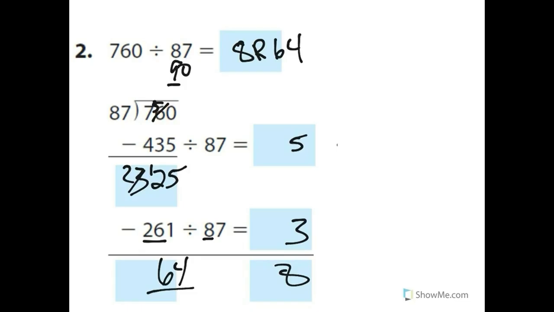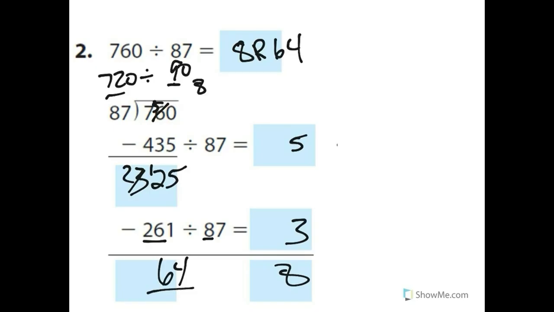8 times 9 is 72. 9 times 9 is 81. That'd be too much, so I'm going to do 8. 8 times 9, see? Make that 720. 720 divided by 90 is 8, right? Because 72 divided by 9 is 8. 10 minus 10 is no zeros, right?